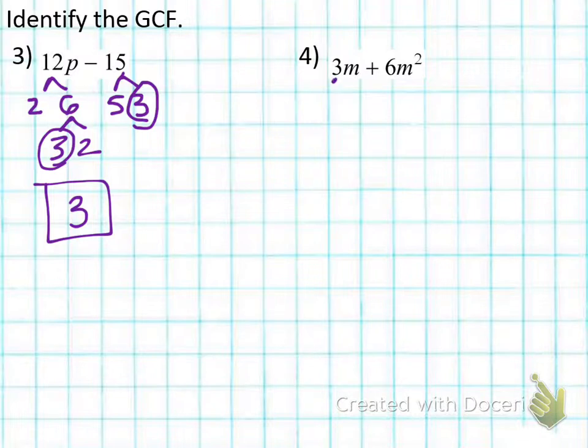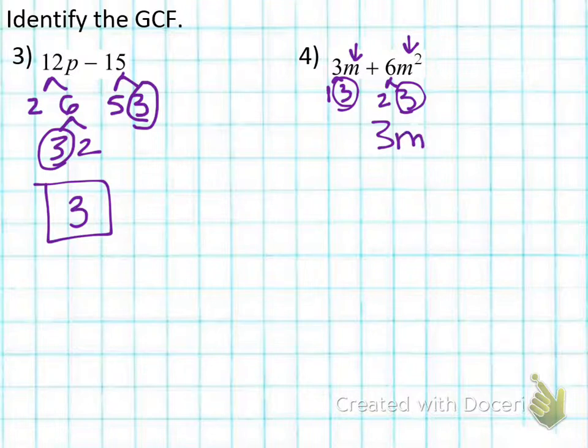3 I can't really factor at all, that's just like 1 times 3. And the 6 is like 2 times 3, so they both have a 3 in common. And then this has 1m and this has 2, so my answer is going to be 3m. Okay. That's the biggest thing that I could factor out of both of those terms.